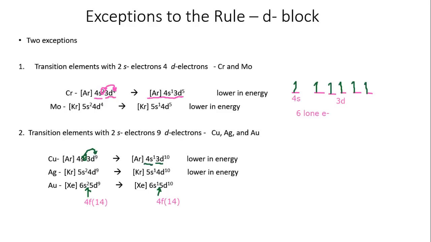And the orbital diagram would look something like this. We'll do copper. Again, these are all degenerate, just hard to draw freehand. So this is 4s. This is 3d. So now we start filling electrons. So we have one in the 4s and 10 in the 3d, which is completely filled.